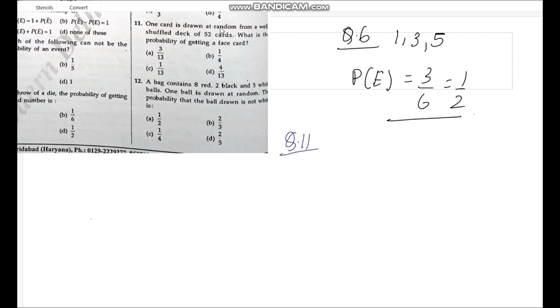One card is drawn at random from a well shuffled deck of 52 cards. What is the probability of getting a face card? They are asking about the face cards. Now see, face cards are king, queen and jack, right? But we have 4 suits, so 4 into 3, it will be 12.